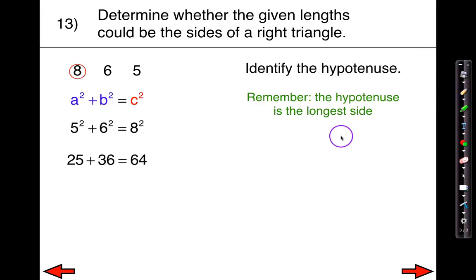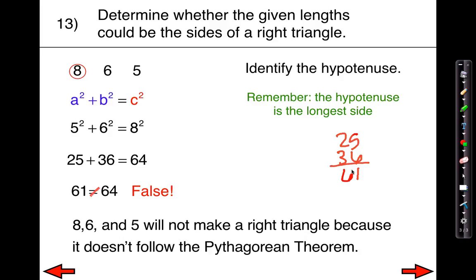Is this true? Well, let's check it out. 25 plus 36 is going to equal 61. Does 61 equal 64? Nope, that's false. So I'm going to say it will not create a right triangle because it doesn't follow the Pythagorean theorem. Because 61 does not equal 64.